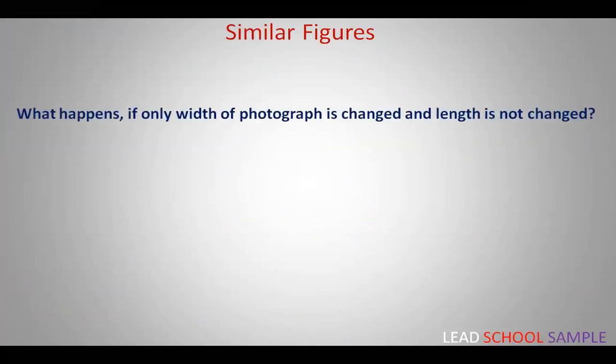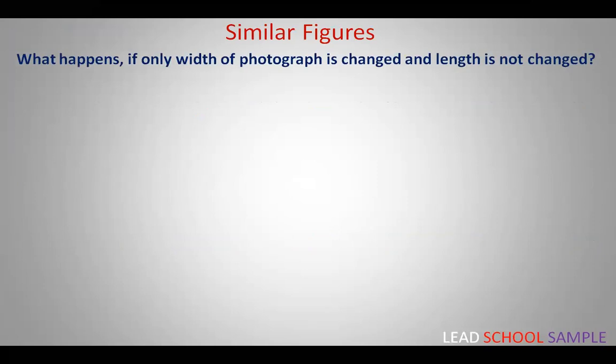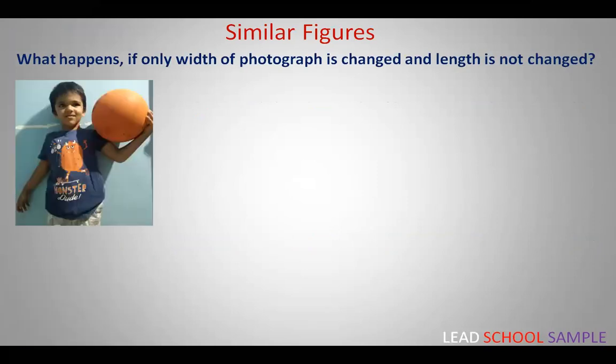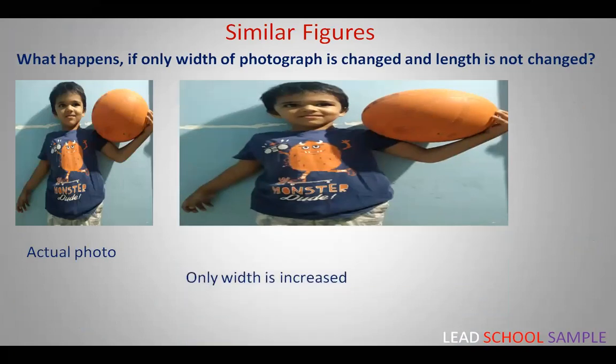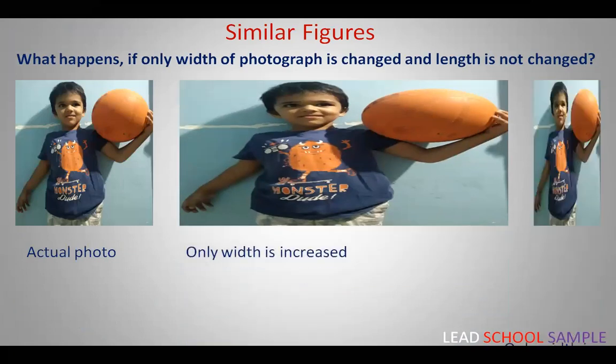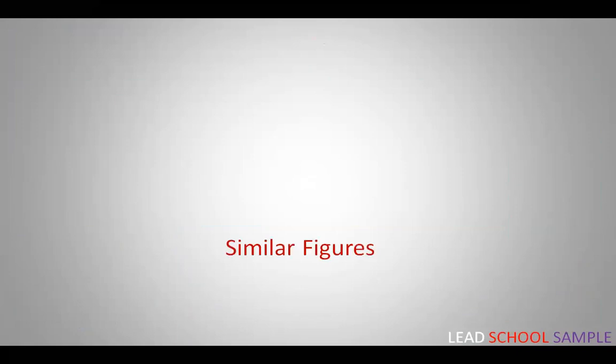Now, what happens if only the width of a photograph is changed and the length is not changed? This is the actual photo. Only the width is increased. If the width is decreased, it is like this. So the boy may look fat or thin, but the original picture is distorted.